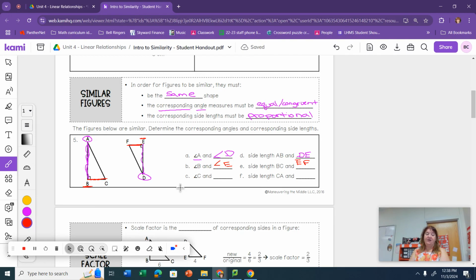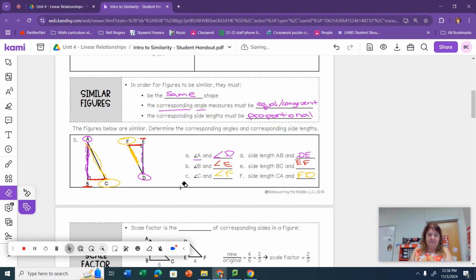Okay. And then angle C, that's the one that's left. So angle C, and we're going to make that yellow. That would correspond with angle F. And so that means this last side, CA, would correspond with FD. I'm kind of sloppy, huh? Well, that should make you feel good that I'm sloppy, because you can be a little bit sloppy. Here, we'll erase that a little bit. There we go. Okay, that looks a little bit better.